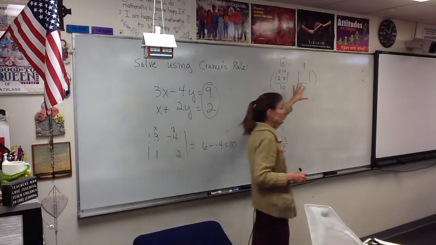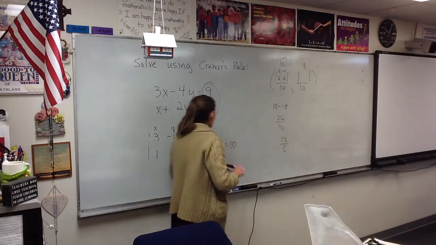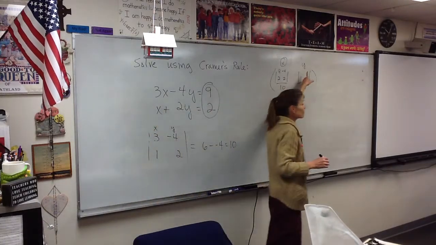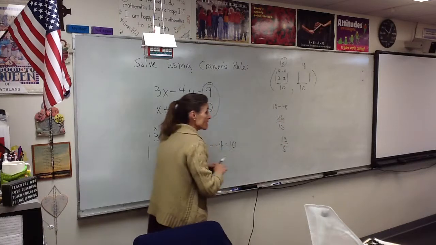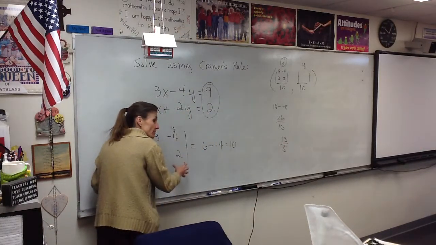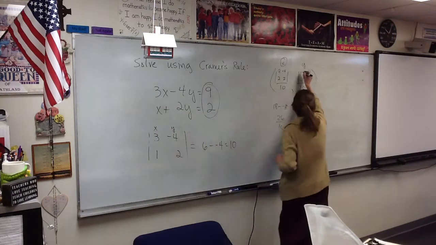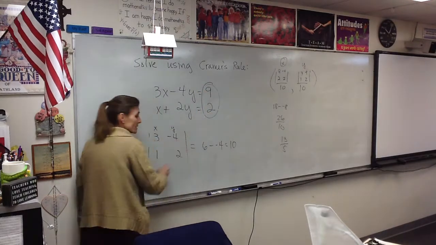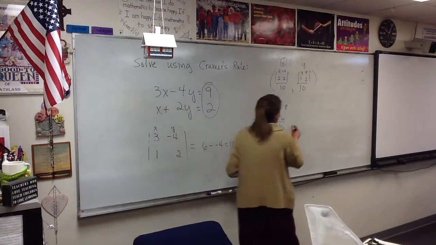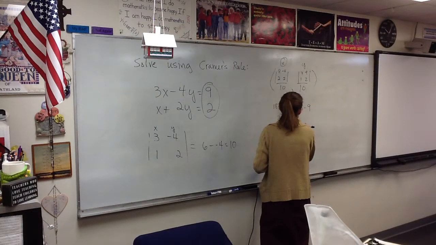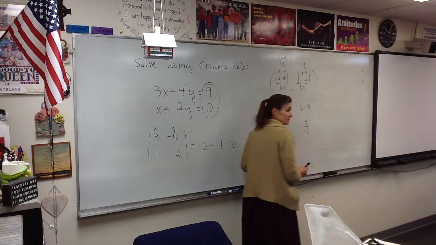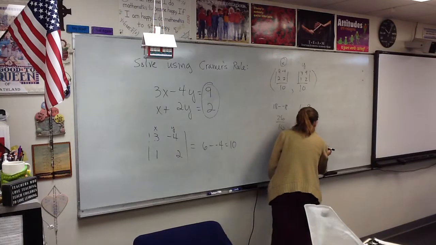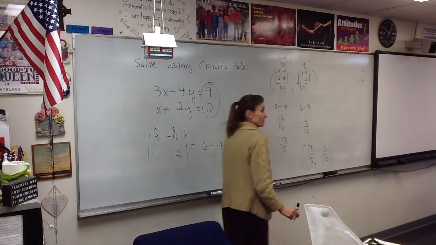Now, how do we do this one? The same way, only we take the 9 and the 2 and put them here. Because we're solving for y. Whatever you're solving for, that's what you paste on top of. So we have 3, 1 and 9, 2. So that becomes 6 minus 9, which is negative 3/10. So our answer is 13/5, comma, negative 3/10.